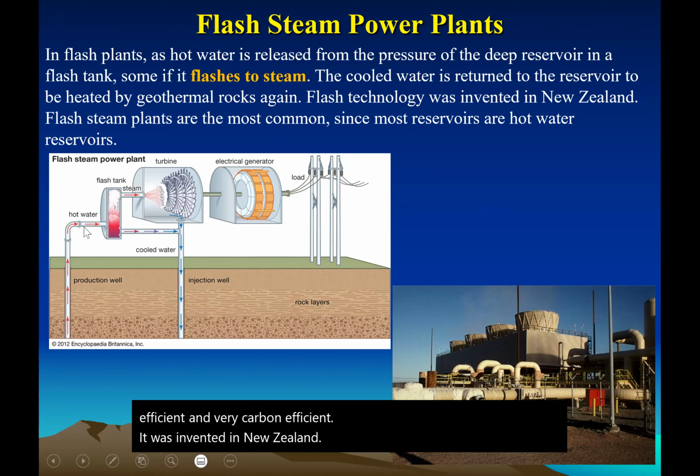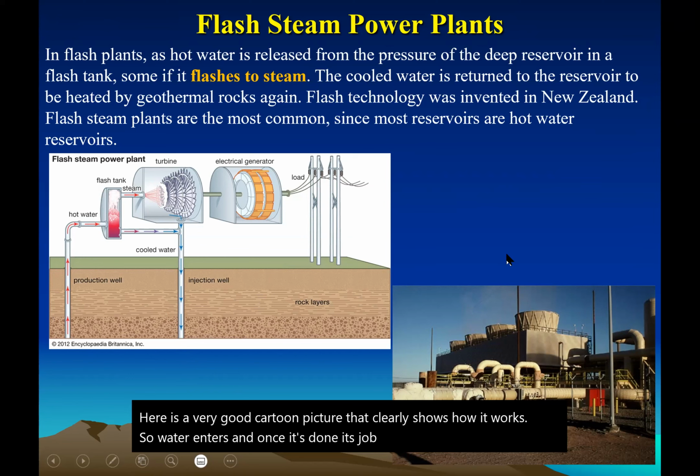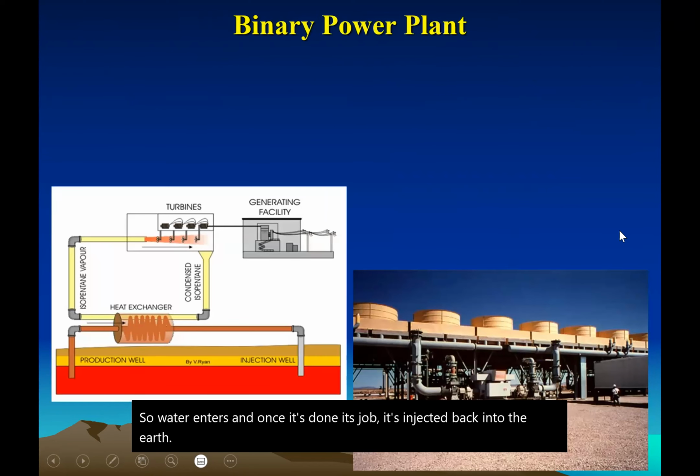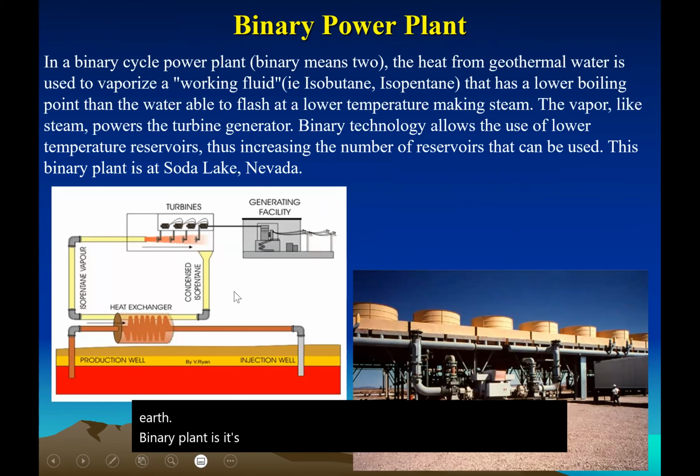Here's a very good cartoon picture that clearly shows how it works. So water enters, and once it's done its job, it's injected back into the earth. Binary plant is also very, very efficient because its carbon footprint is very, very low. So here there's one added step.